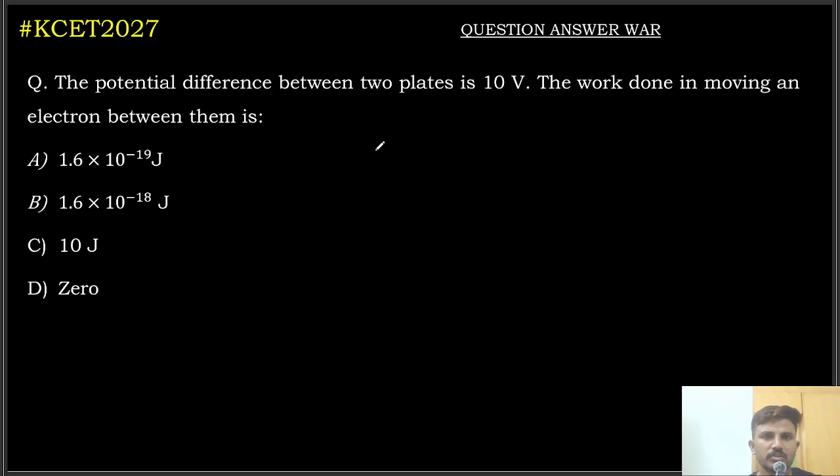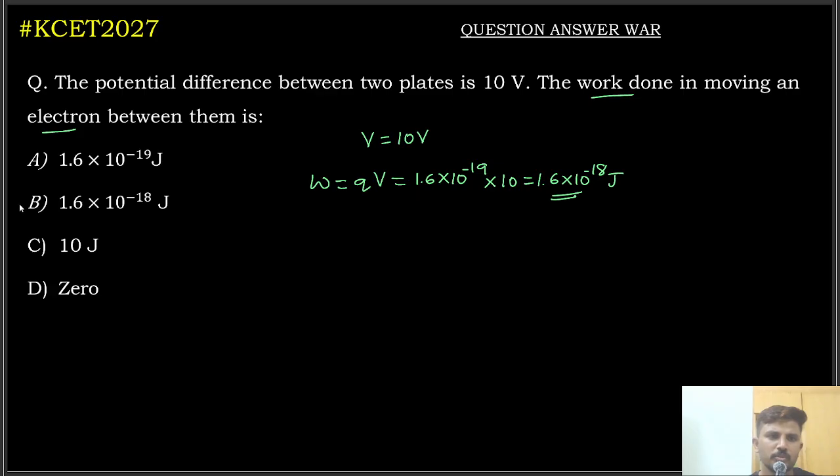Then the potential difference between two plates is 10 volts. Work done in moving an electron between them is, so work done to move the charge in a potential difference is given by Q into V. This can be equated to kinetic energy also. What is the charge? Since it is an electron, you can take its magnitude as 1.6 into 10 to the power minus 19, into, what about the volt? 10. So that will be 1.6 into 10 to the power minus 18 joules. So option B is correct.